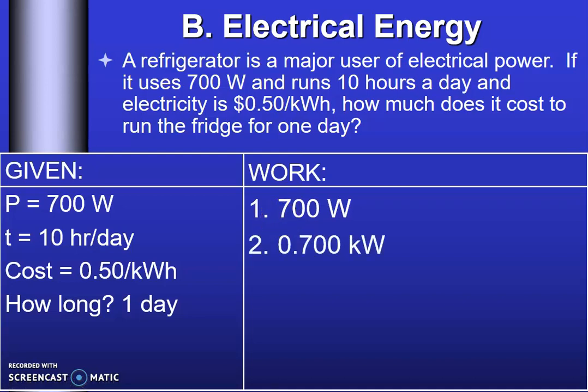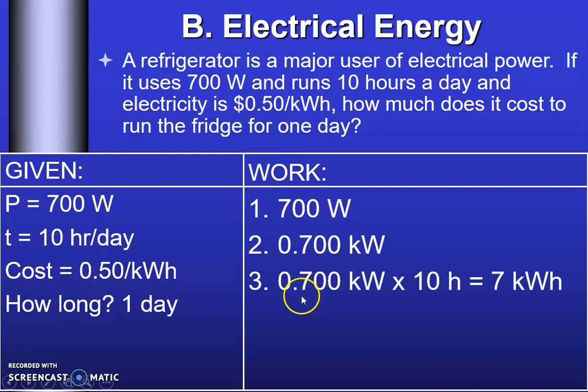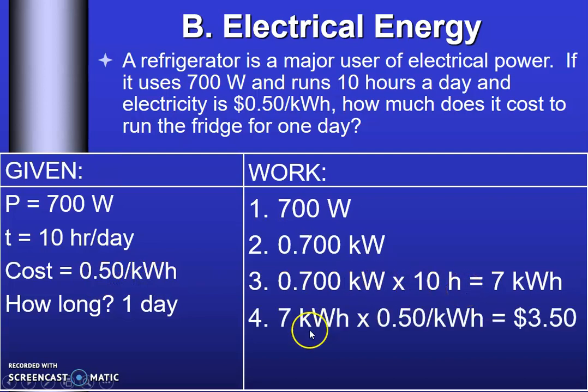Okay. Step 3, multiply by the hours of use. So in the problem it says that the fridge runs 10 hours in a day. So I have to multiply my kilowatts, 0.7, times the hours, 10. So it takes 7 kilowatt hours of electricity each day. And finally, step 4, multiply by the price of the electricity, which is 50 cents per kilowatt hour. So 7 kilowatt hours times 50 cents equals $3.50.